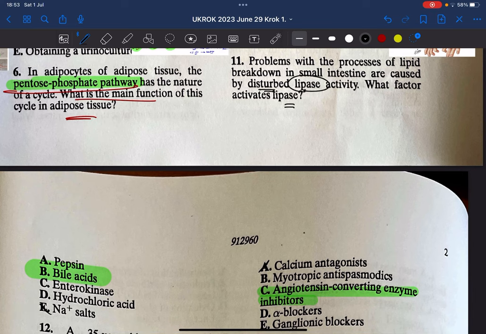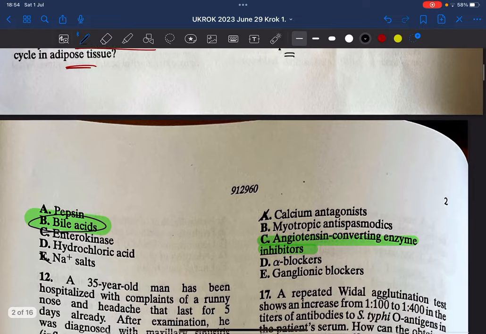We have here a question about disturbed lipase activity. What factor activates lipase in the small intestine? I think the answer to this question is bile acids. These are components of the bile, and they can activate lipases, so they can break down fats.